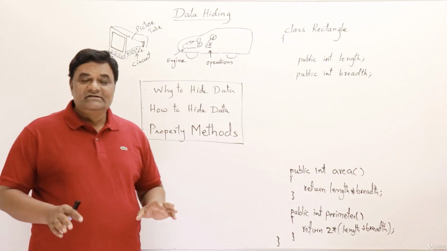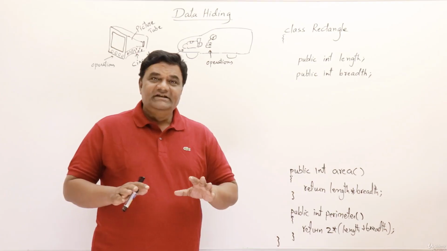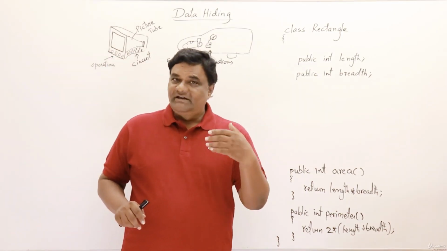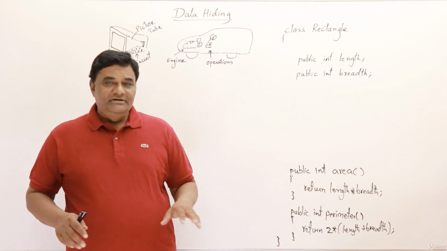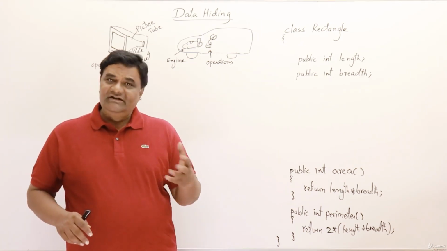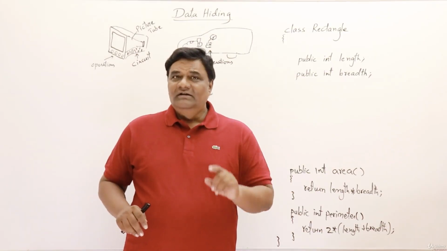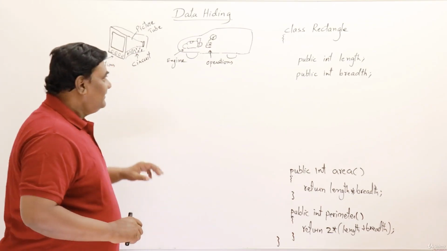So let us understand the concept behind data hiding. In our daily life, we find many engineered products, like electronic, mechanical or automobile engineered products. For example, if you take a car, television, DVD player or mixer, there is one thing common among them. What is that? Let us see.